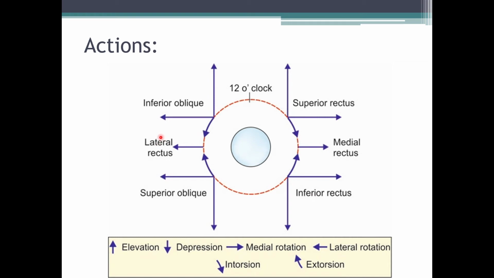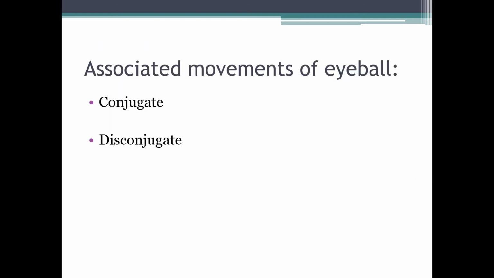The prime abductor is the lateral rectus and the prime adductor is the medial rectus. So these are the actions of the eyeball. Now there are associated movements of the eyeball. That means both the eyeballs will move in one direction only. This coordinated, harmonious movement of the eyeballs is known as conjugate movement.